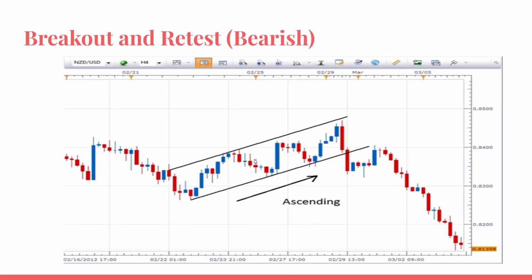So here's another example of breakout and retest in a bearish form, which means that the breakout occurred to the downside.